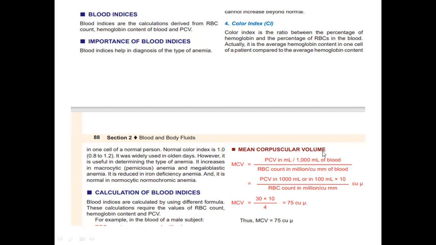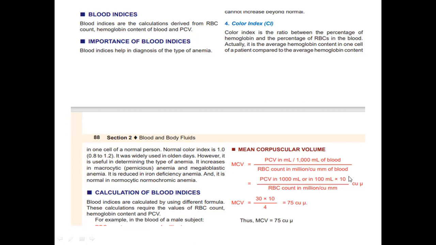The formula for mean corpuscular volume, as we said before, is packed cell volume in 1,000 mils times 10 divided by red blood cell count in million. So mean corpuscular volume is packed cell volume divided by red blood cell count times 10.